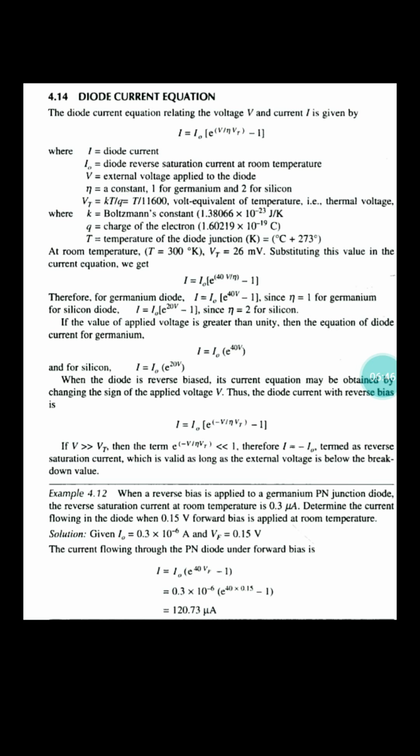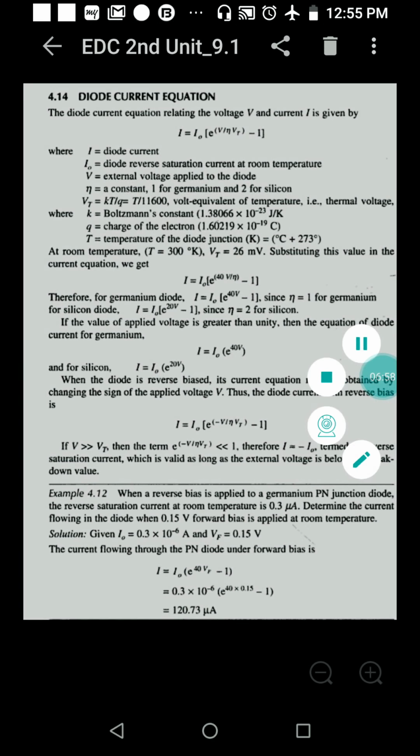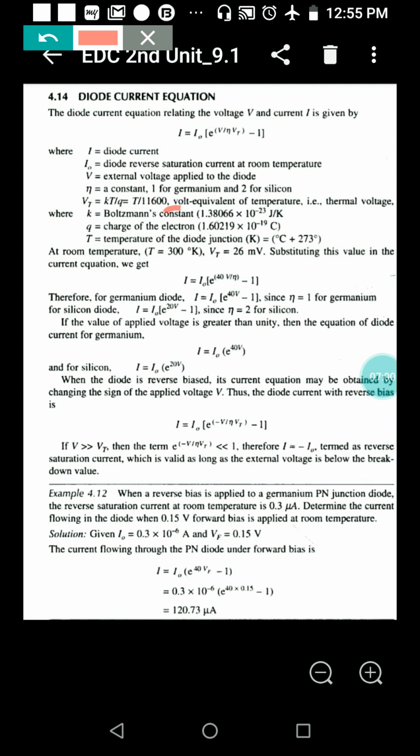Sometimes there is a chance this is asked in our viva examination. At the time of viva, what is Vt? Vt is called thermal voltage or volt equivalent of temperature. Underline, very important: volt equivalent of temperature or thermal voltage. That is, Vt is equal to kT by q. It is also T by 11,600.